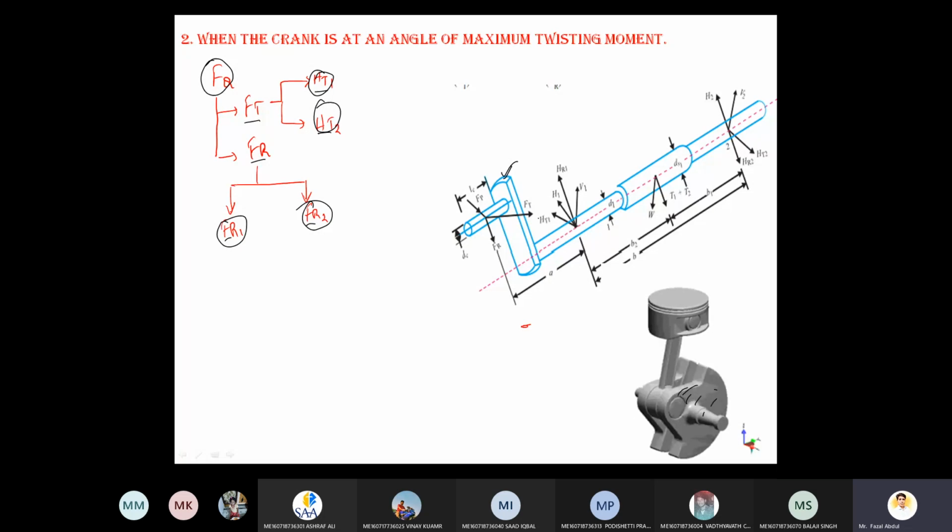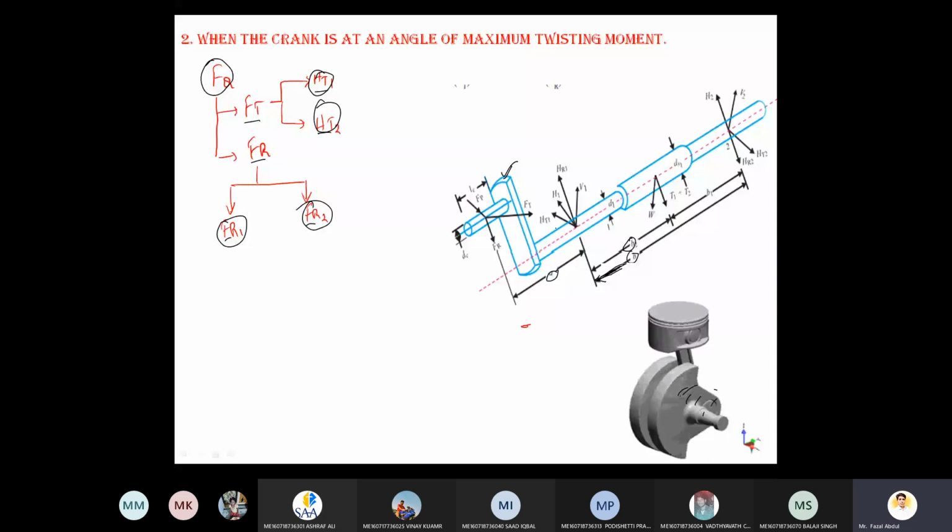This diagram you have to remember at any cost. Whatever diagrams I am showing on the screen, there is no change in the diagram. Whatever forces are acting, whatever reactions I am showing here, and the distances A, B, these are all the standard notations. If you remember this diagram, you can easily find out the various parameters.